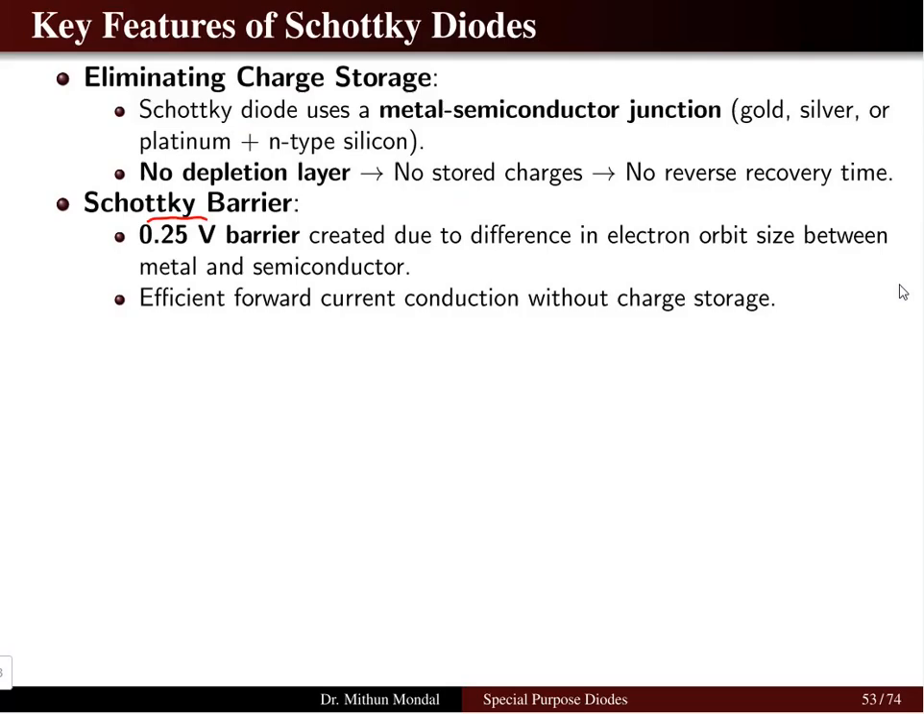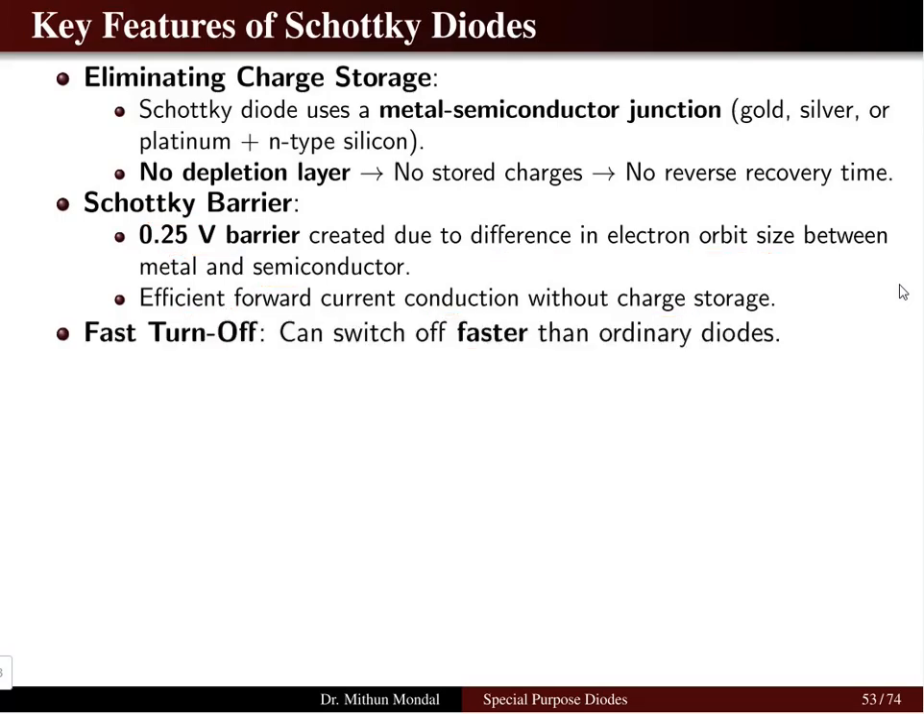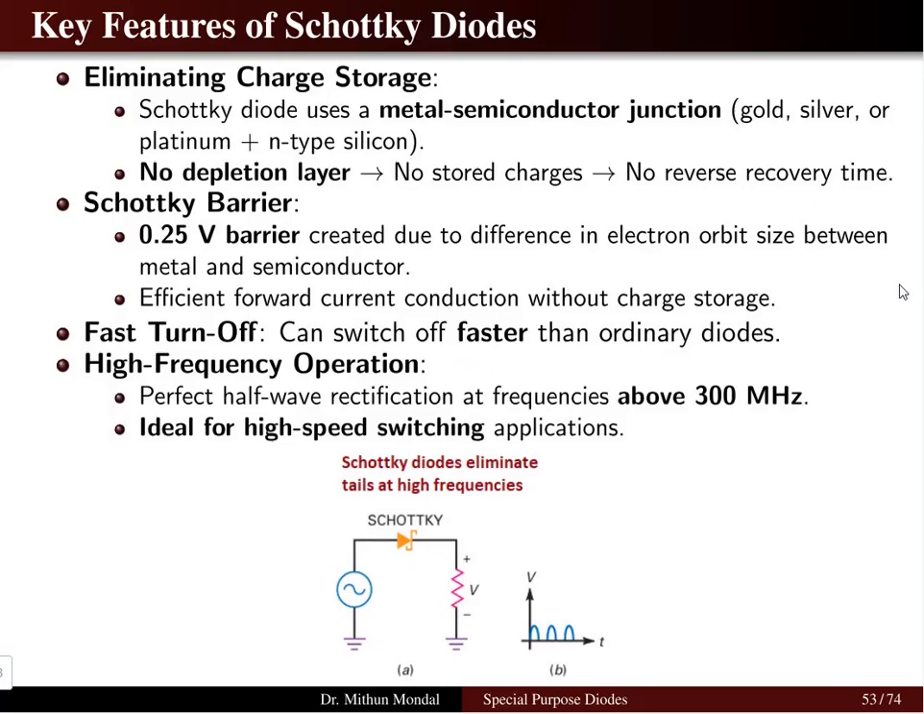When we talk about the Schottky barrier, a 0.25 volt barrier is created due to the difference in the electron orbit size between the metal and the semiconductor. This gives efficient forward current conduction without any charge storage, so the turn off can be faster than ordinary diodes. The problem seen in the ordinary diode is removed using the Schottky diode, giving perfect half wave rectification at frequencies above 300 MHz.